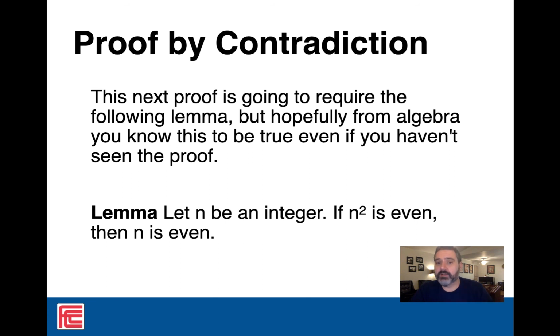If n squared is even, then n is even. In other words, if you take any even number and multiply it by itself, it's going to be even. The only time n squared could ever be odd is when n is odd, right? So if n squared is even, you know that n is even.